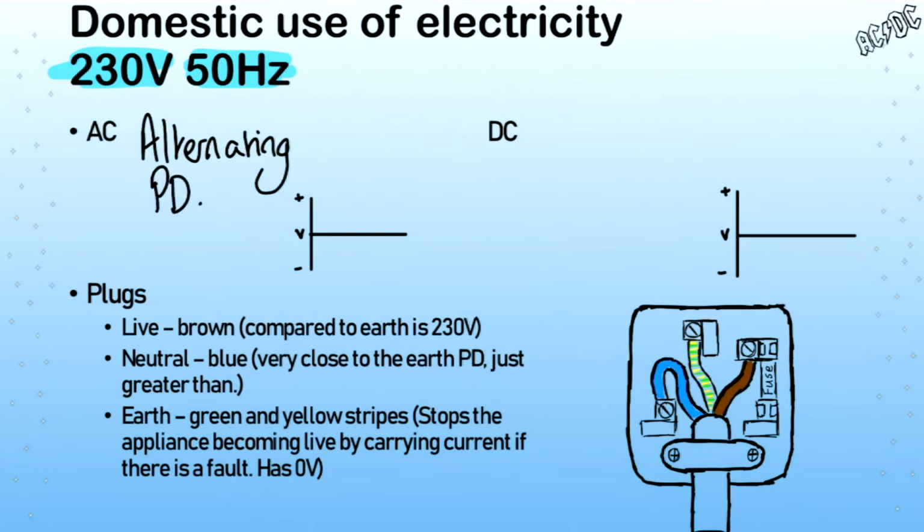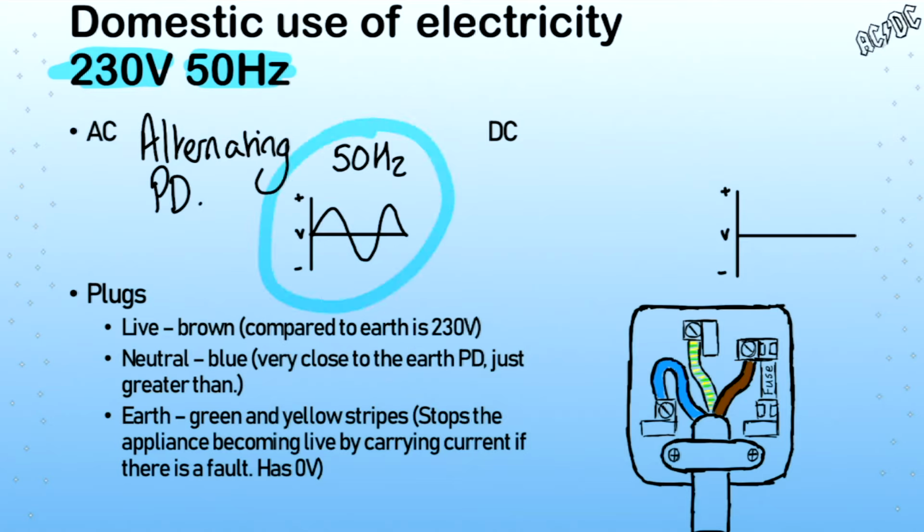And if you had a graph of it, you'd have a positive and a negative, and it would oscillate like this. So it's flipping and flopping between being positive and negative. And the number of times it does that per second is 50. So 50 hertz, 50 times per second. You'll look at this kind of graph, and what frequency in hertz means, a little bit more when you look at the waves topic in paper 2.